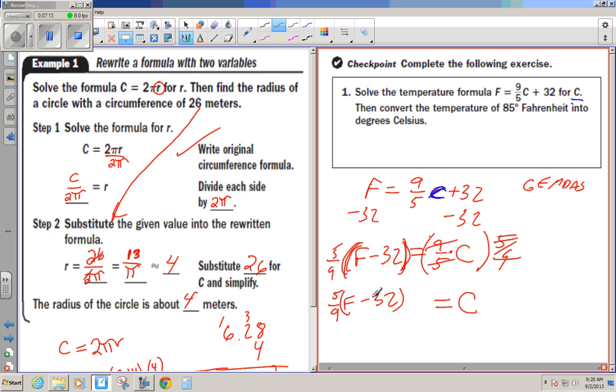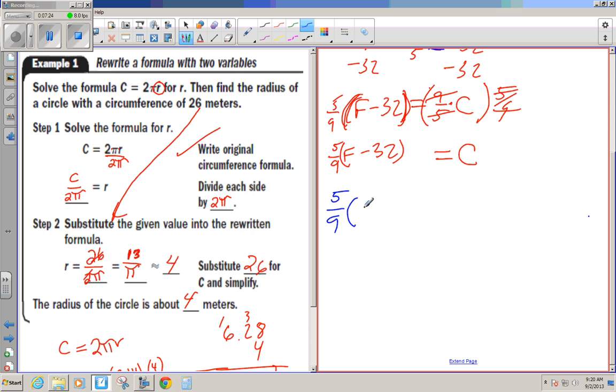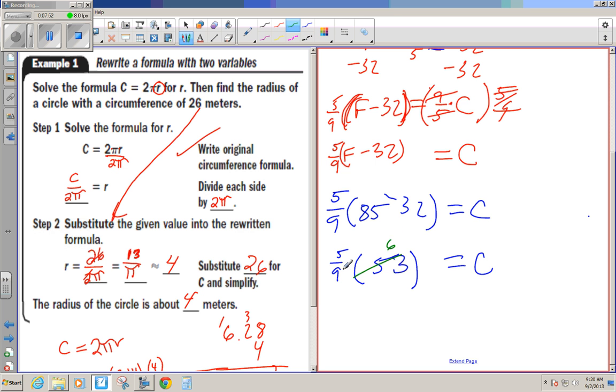So here's our equation. Now we're supposed to plug in 85. So now we take 5/9 times 85 minus 32, which should give us our C. 85 minus 32, let's see here, 5 minus 2 is 3, 53. We're going to do some quick estimating since we don't have a calculator yet. 54 and 9, that would reduce nicely. So I'm just going to say that this reduces to 6 and this reduces to 1. 9 times 6 is 54. 5 times 6 is 30. So our Celsius degree is about 30 degrees Celsius.